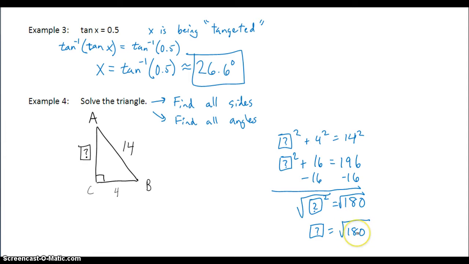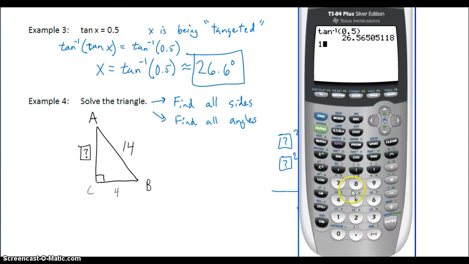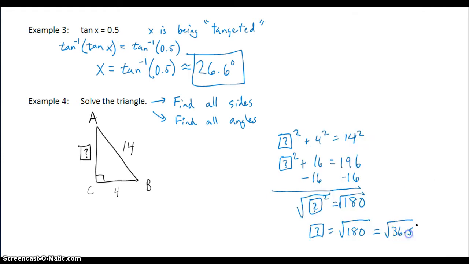Well, now I need to find the biggest perfect square that divides 180, and that is 36. So I can rewrite 180 as 36 times 5. So my missing side is exactly 6 square roots of 5 long. So I found all three sides, 6 square roots of 5, 4, and 14.